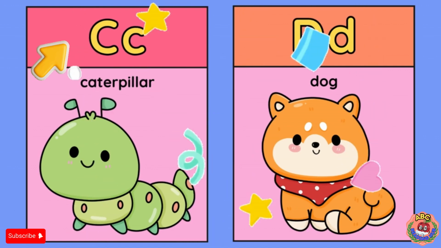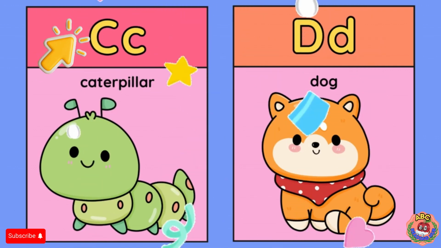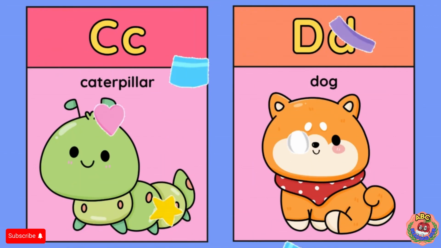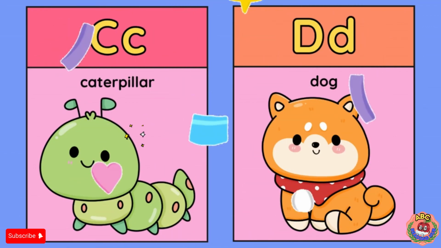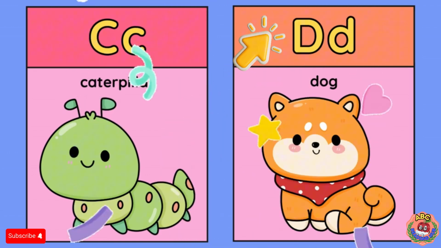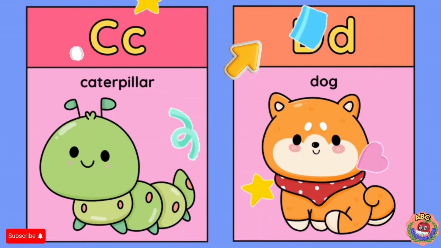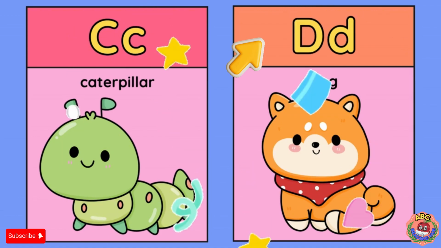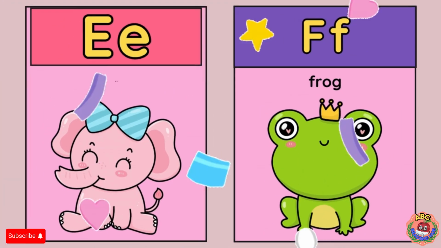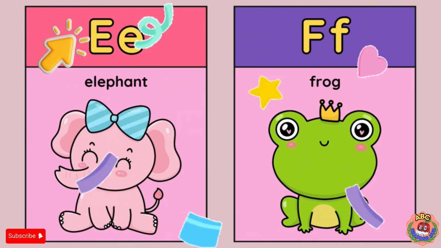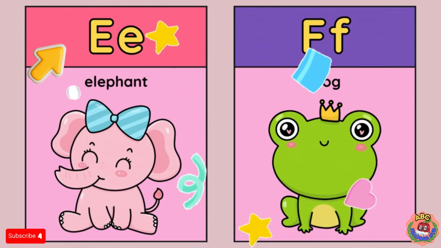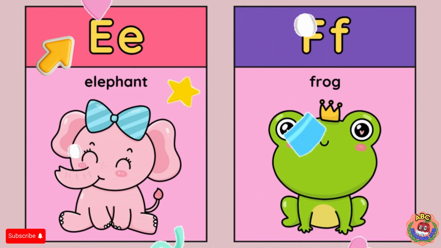The letter C. C is for caterpillar. Caterpillar. The letter D. D is for dog. Dog. The letter E. E is for elephant. Elephant.